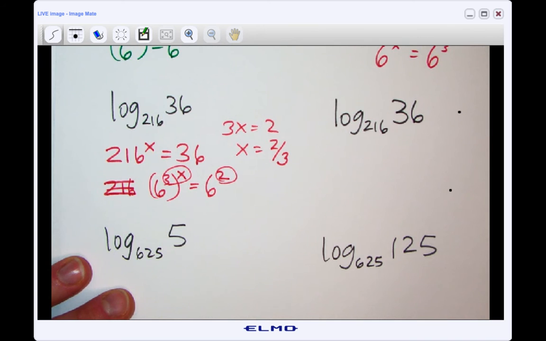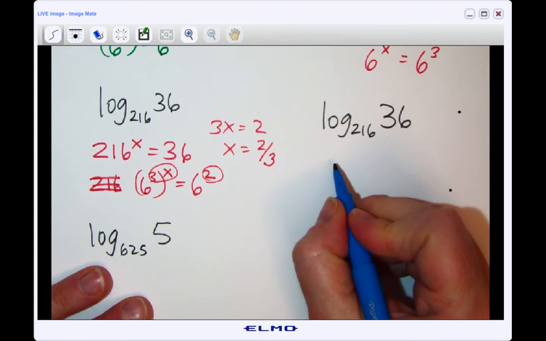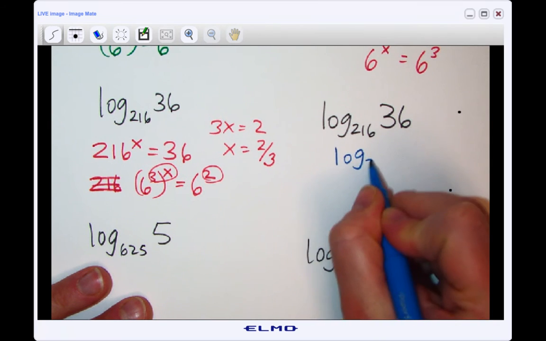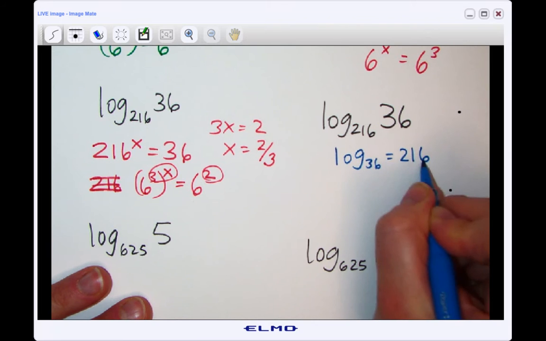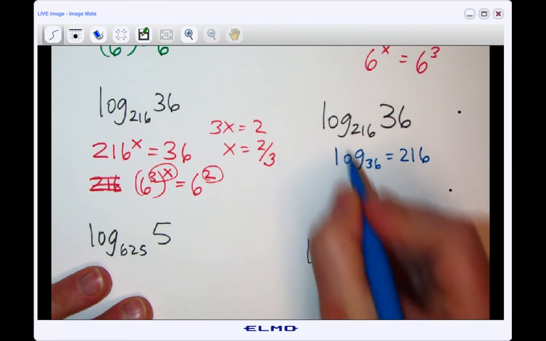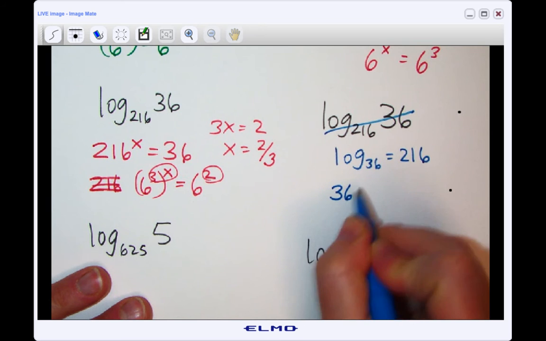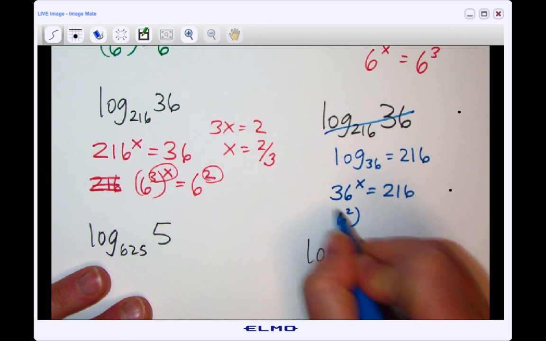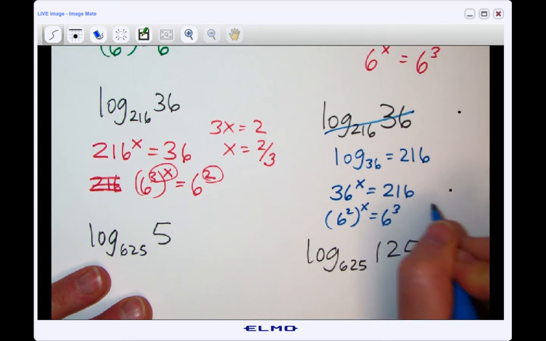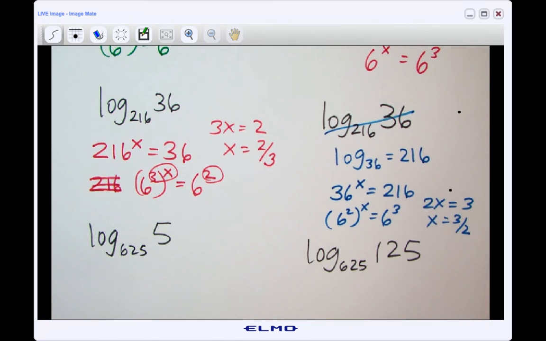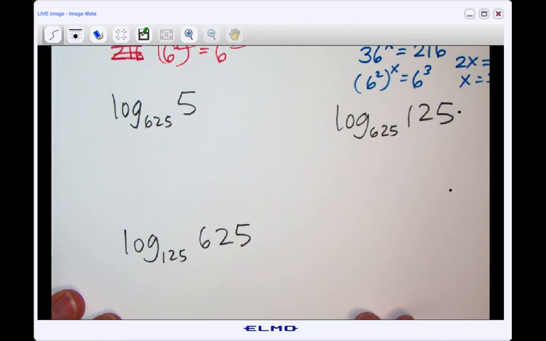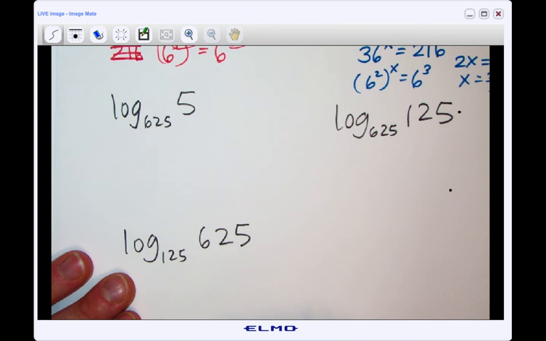And hopefully you can see these are all kind of the same thing, right? Oh, this is exactly the same thing. So let's not bother with it. Let's do this one instead. What if I switched it to this instead? This would say 36 raised to the what has to equal 216, while 6 squared to the x has to equal 6 to the 3rd. So this one is 2x has to equal 3. So x has to equal 3/2. So it doesn't matter what the base is. You can just rewrite them and look at them like you did your exponential equations, right?